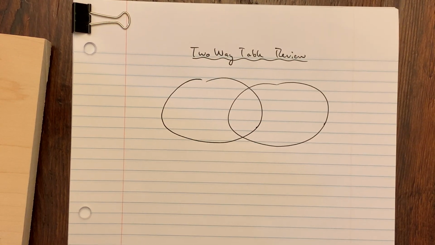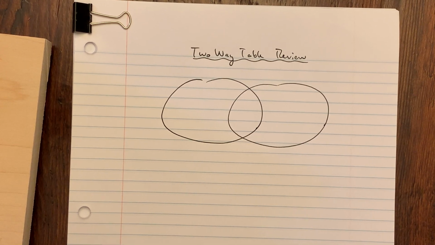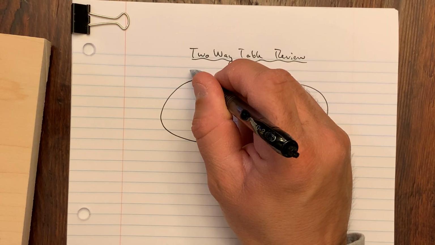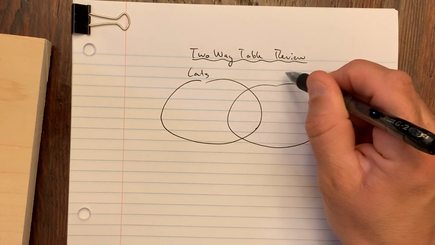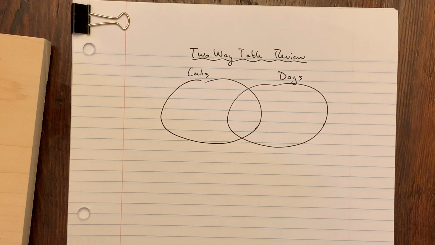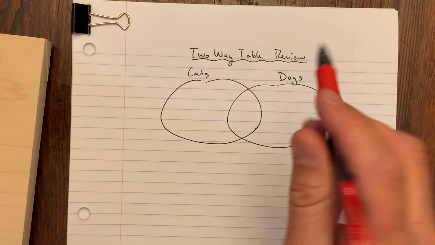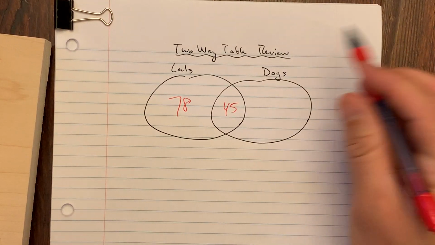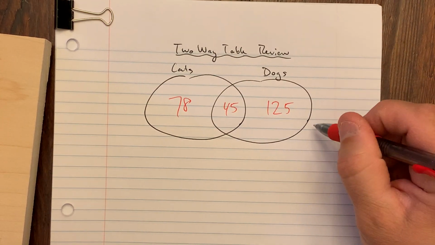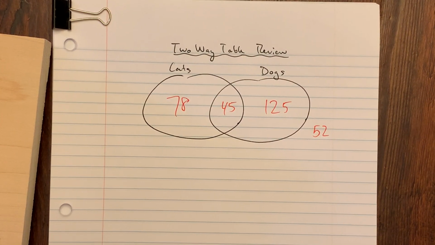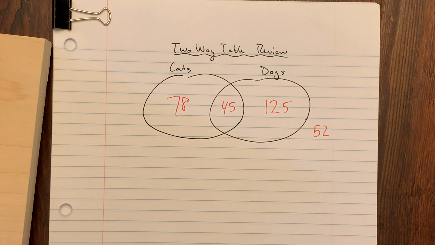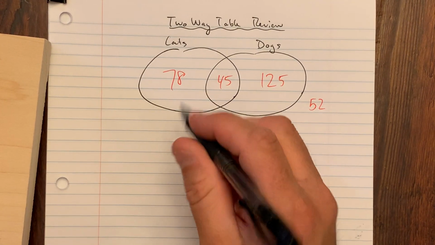And this Venn diagram is based on a survey given by a pet store about what shoppers in this pet store owned as pets if we're looking at cats and dogs only. All right, and this is what the pet store found. So we can take this information and now we can put this into our two-way table based on 78, 45, 125, and then 52. All right, so let's go ahead and get on that.